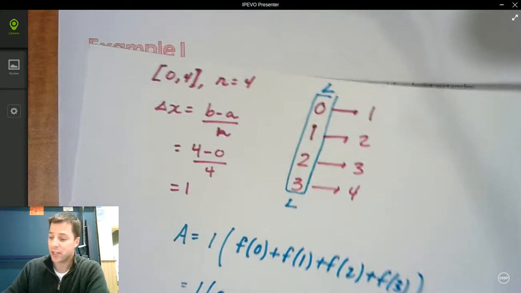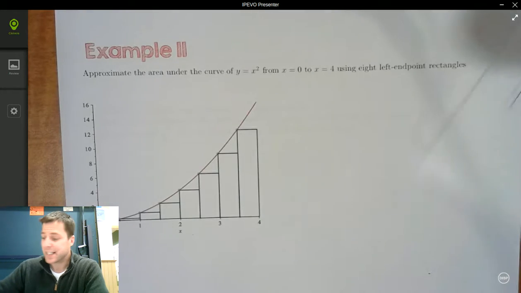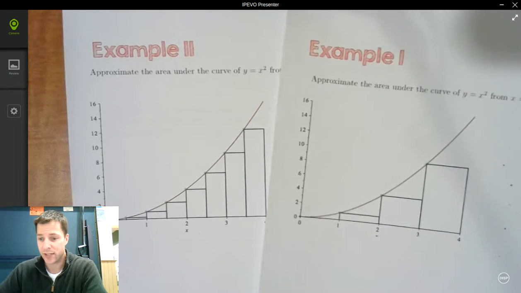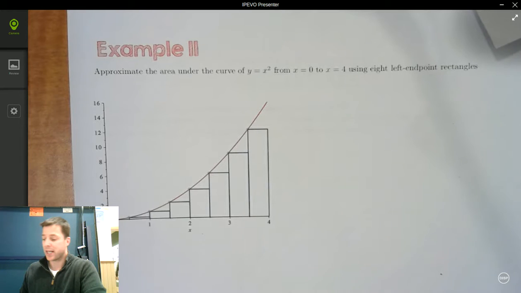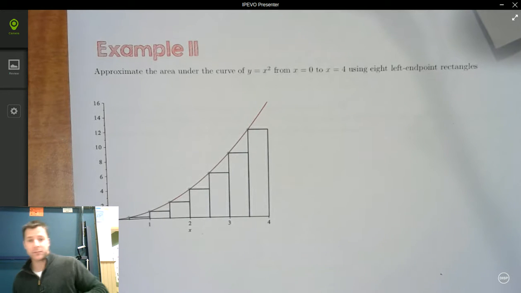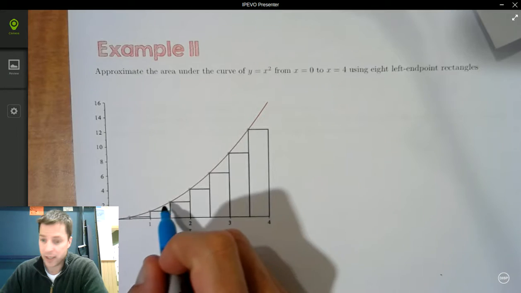So what happens if I change this? The area is 14. What happens if I change this to, let's say, 8 rectangles? Notice I've gone now from 4 to 8 in the second example of the same function. We're going to be using x squared, but now we have 8 rectangles. And notice the left endpoints are all here.